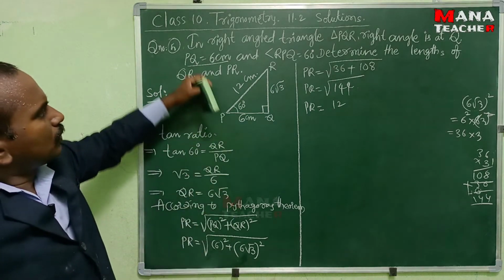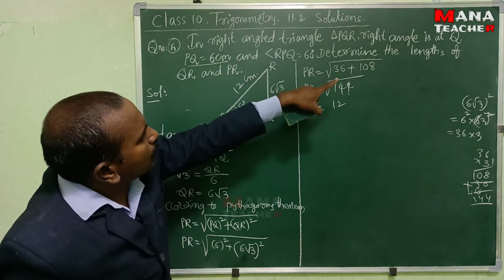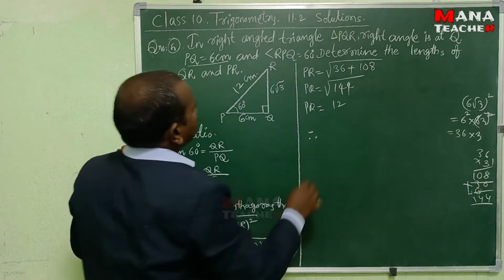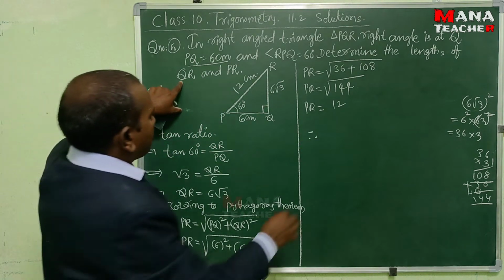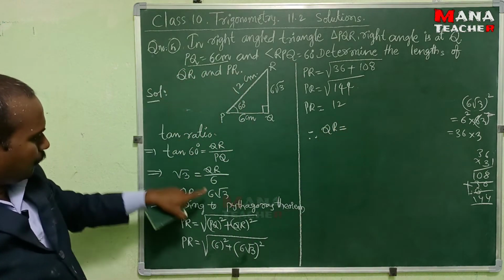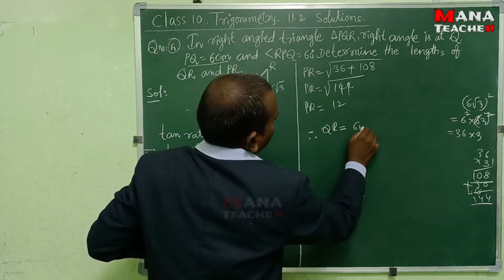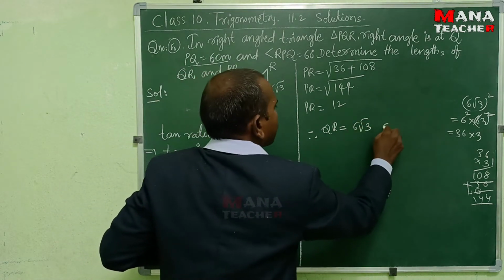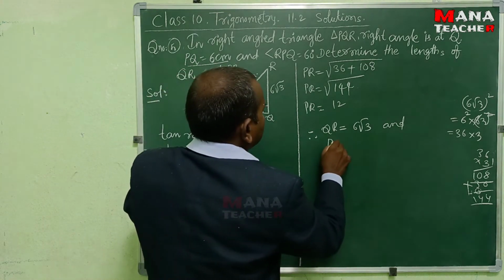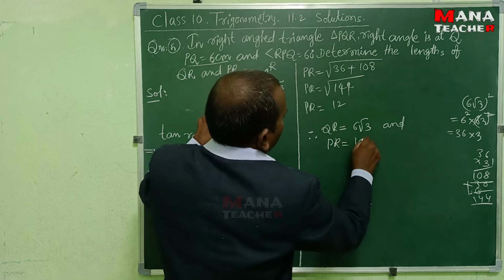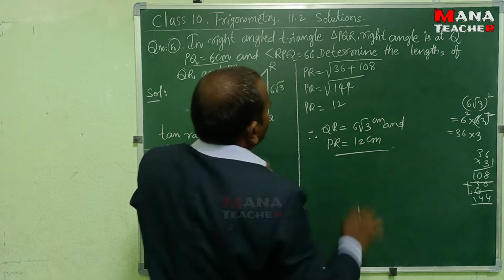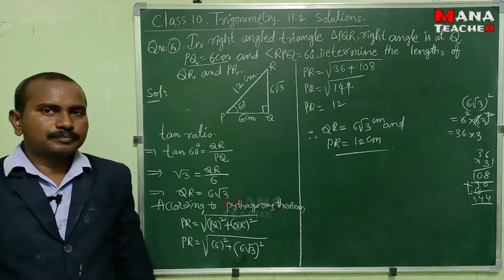Now again, what is the length of QR and PR? Therefore QR equals 6 root 3 centimeter and PR equals 12 centimeter. So this is the fifth problem.